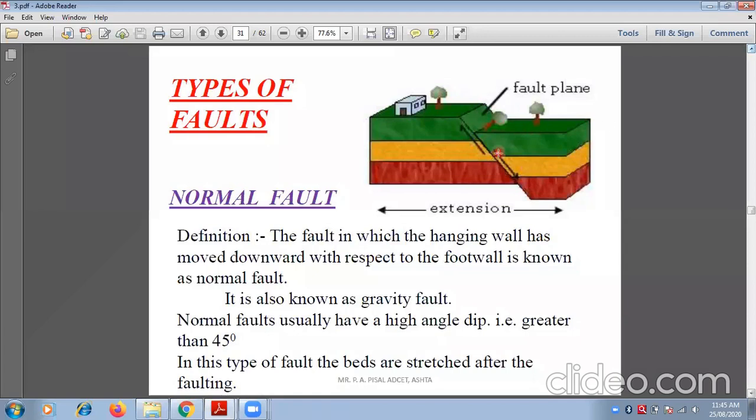Now these are the important characters of the normal fault. Normal faults, just remember that definition. Hanging wall moves downward, footwall moves towards upward side. And just remember angle greater than 45 degree. Beds are stretched, which means the length of beds gets increased after the faulting. Now this much is for the normal fault. These are the characters of the normal faults.